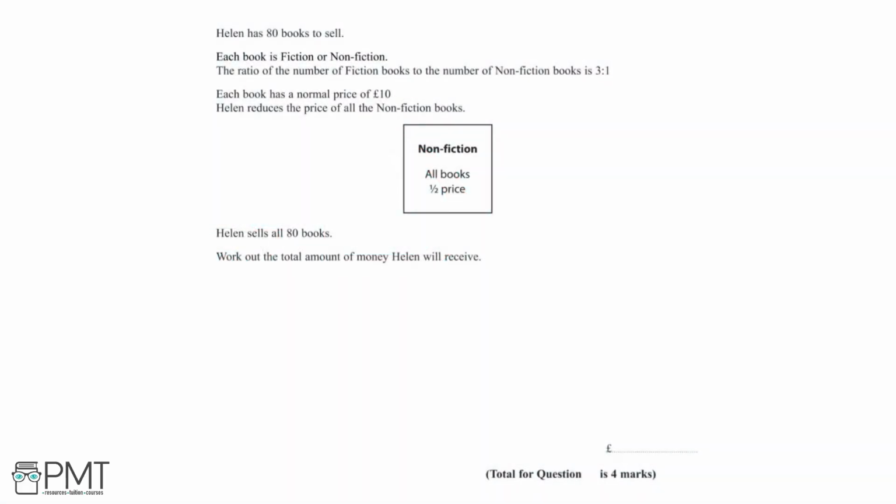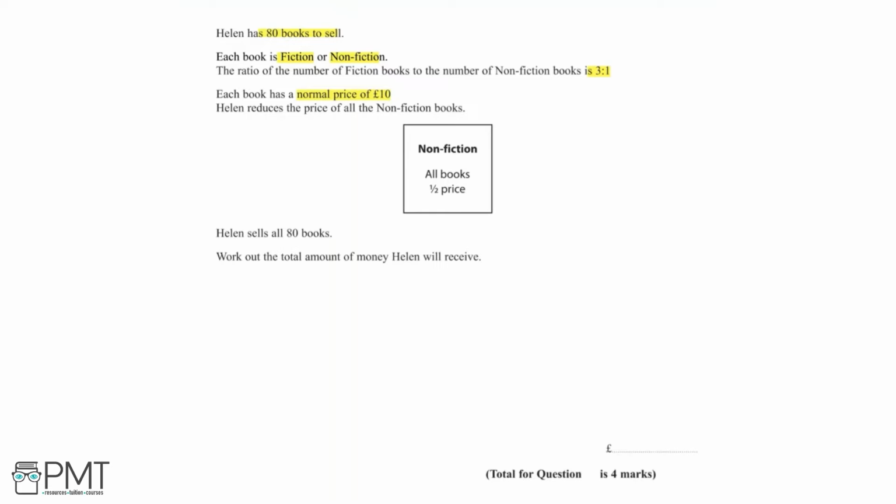In this question, we're told that Helen has 80 books to sell. Each book is either fiction or non-fiction, and the ratio of the number of fiction books to the number of non-fiction books is 3 to 1. We're told that each book has a normal price of £10.